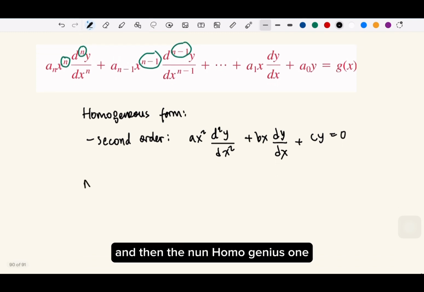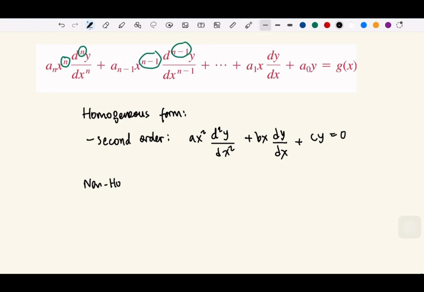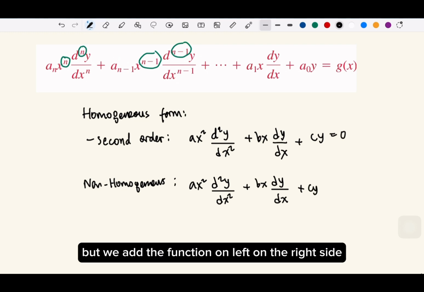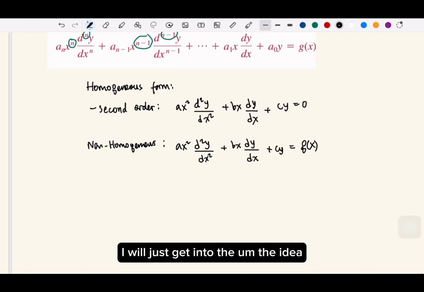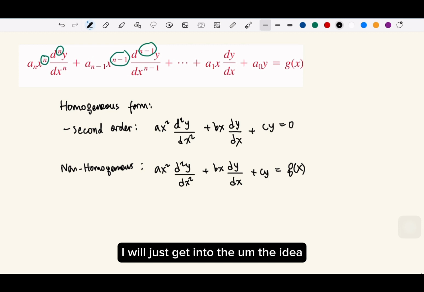And then the non-homogeneous one, the same. But we add the function on the right side. Okay. Now, long story short, I will just get into the idea.